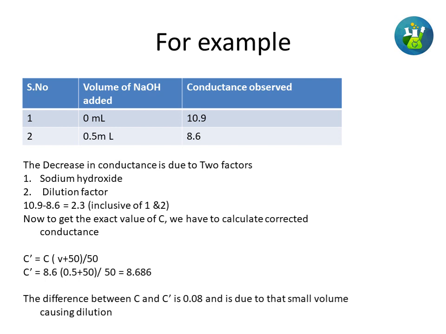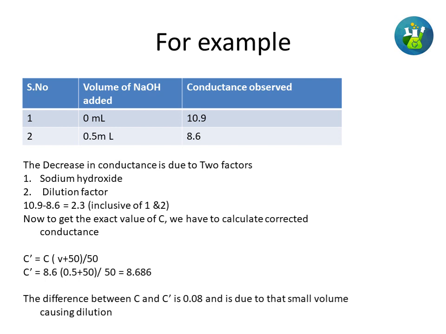So the corrected conductance C dash is equal to C into (V plus 50) by 50. Sir, why have you taken 50? Because the total volume of acid is 50. I have transferred 25 ml of acid and 25 ml of water. Total volume is 50. Should I take only 50? No. You can take 75, you can take 100, whatever the volume is, that volume should be added here.